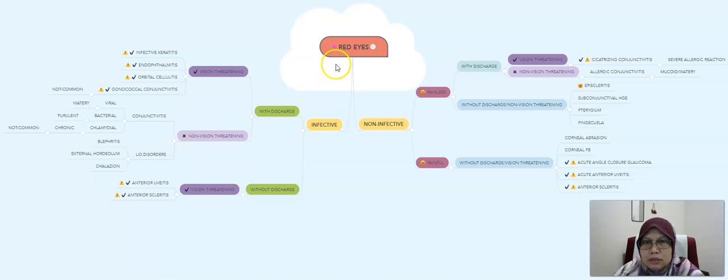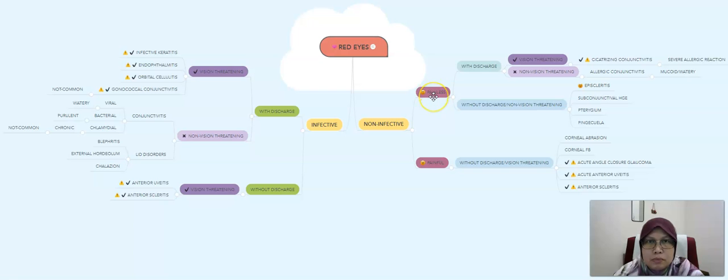So how about red eyes which are infective in nature without discharge, however vision threatening? The two most common causes are anterior uveitis and anterior scleritis. Anterior uveitis and anterior scleritis can be infective and also non-infective in nature, so they are placed in both of the wings. Now we go on to the red eyes which are non-infective in nature.